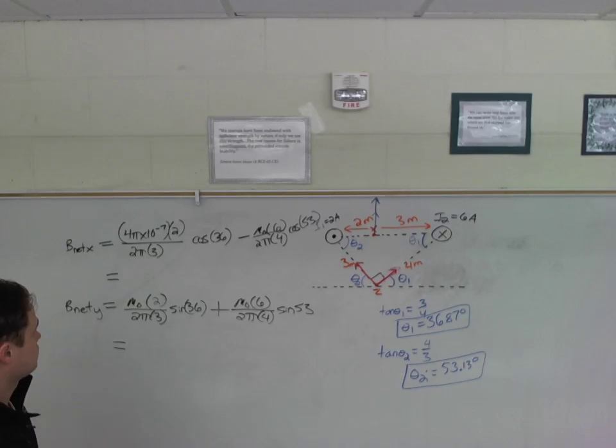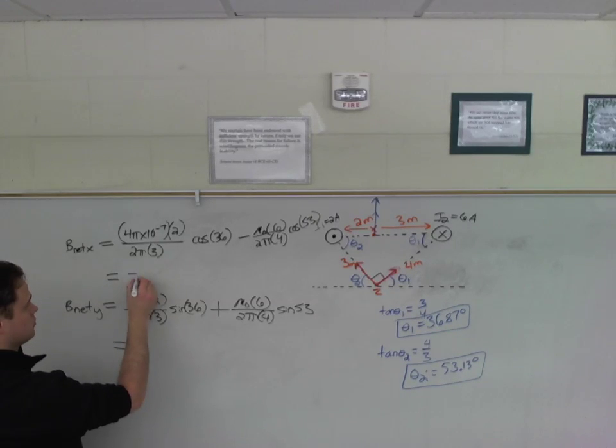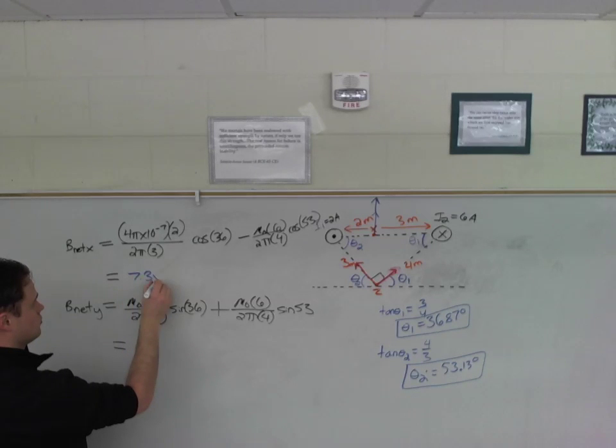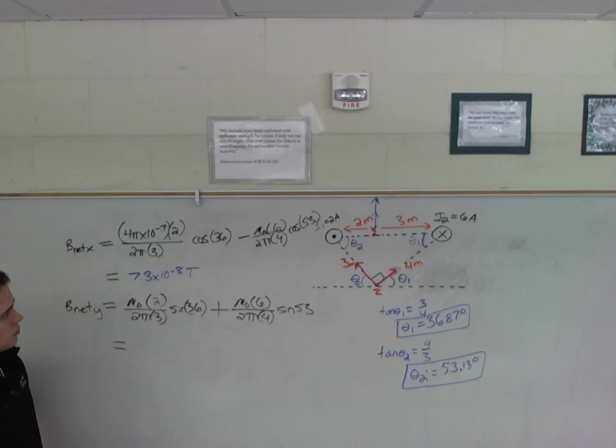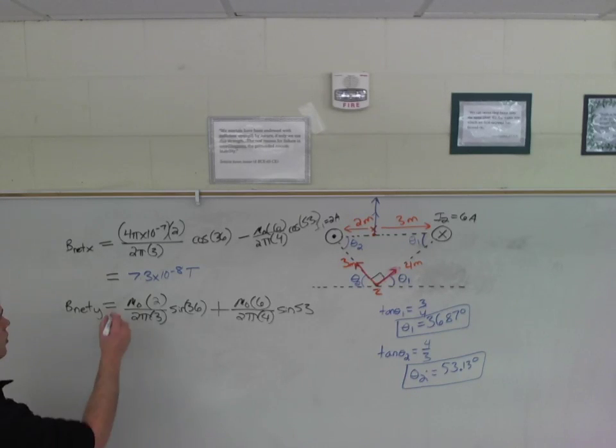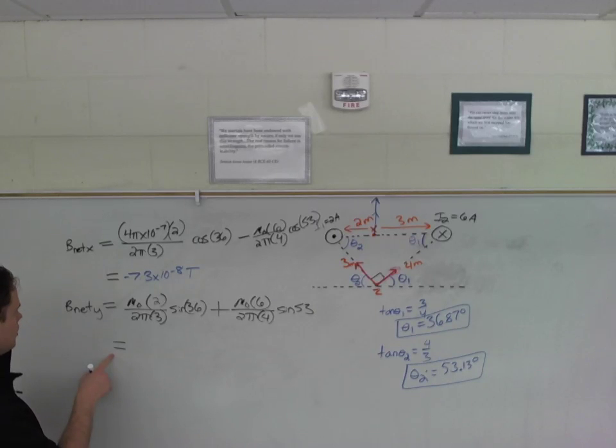What is it, Alexa? 7.3 times 10 to the negative 8. In the negative. So that's a direction though, so it'd be like left. I mean, it's negative, but it doesn't really matter. Okay, whatever. Yeah, that's fine. Okay, this one? I got 3.2 times 10 to the negative 7.